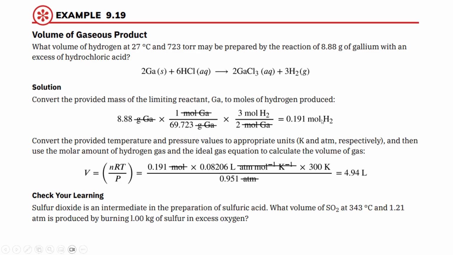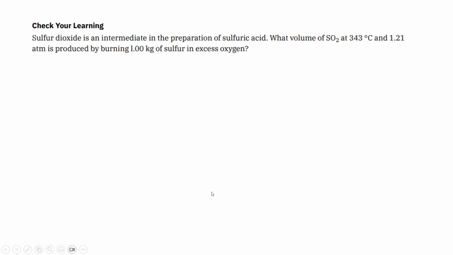And now that we know the amount of gas we have, we can use the conditions, we can use the ideal gas law to figure out that volume. So you can see here, we're just rearranging the ideal gas law to solve for volume. So we have the moles of hydrogen times the gas constant times that temperature. So again, changing Celsius to Kelvin. And then the same thing with torr to atmospheres. So 723 divided by 760 in order to get it to atmospheres. But now that we plug all that in, we'll see that the gas sample is going to occupy a volume of 4.94 liters.